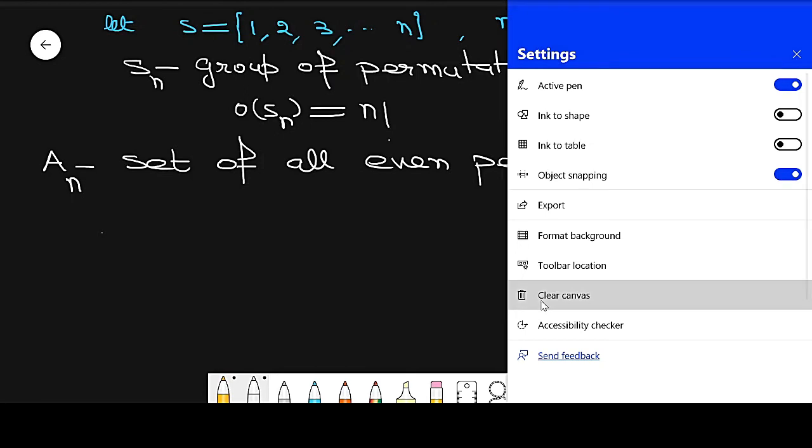So non-empty, now (1 2)(1 2). So this is a product of even transpositions. So what is this? It is an identity. So check that. 1 goes to 2, then 2 goes to 1, identity. 2 goes to 1 and 1 goes to 2, again identity. So this belongs to An. Then it implies An is non-empty. Now next is to prove subgroup.